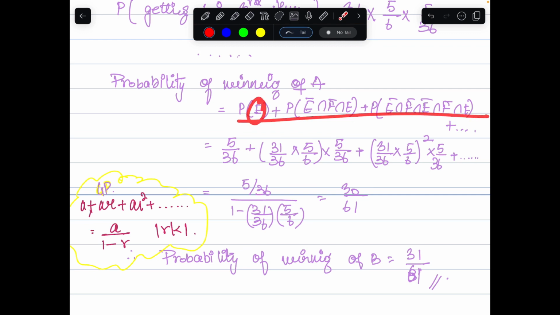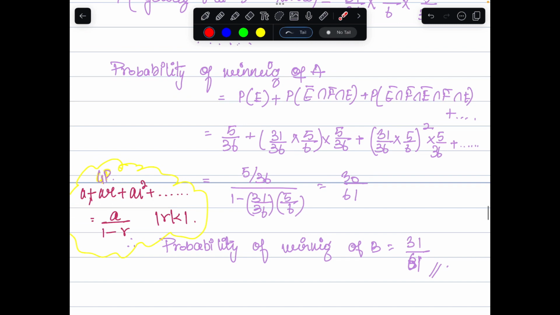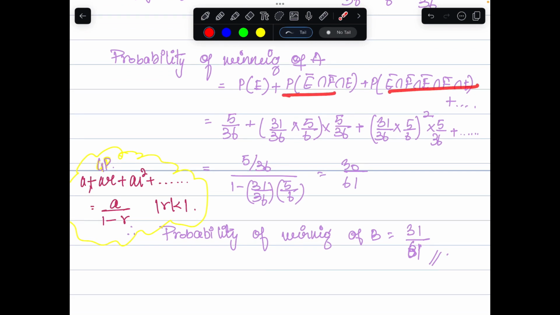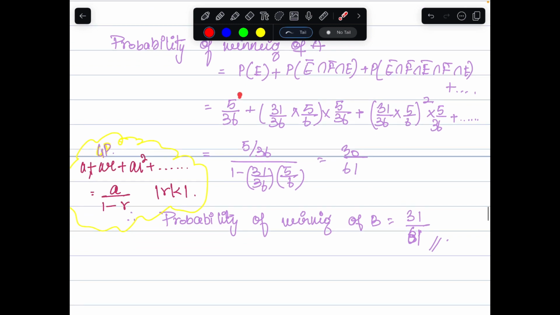So this is how it will look like. Here A is winning in the first, here A is winning in the third, here A is winning in the fifth trial. So how are we doing? All are independent, that's why you're individually multiplying. Now when you see, you will understand it's forming a GP, right? So this is your a, and then you keep on multiplying this term again and again. See r square, then it will keep on going, r cube and all, and it's an infinite series because the game can keep on going.